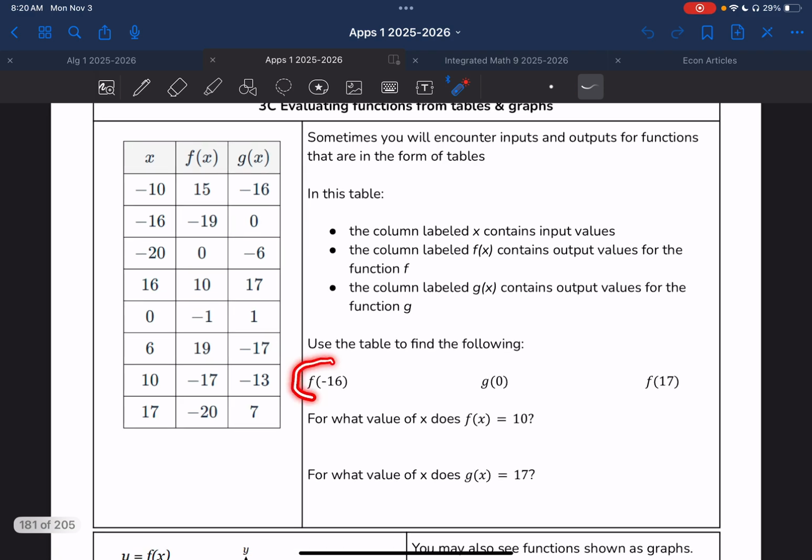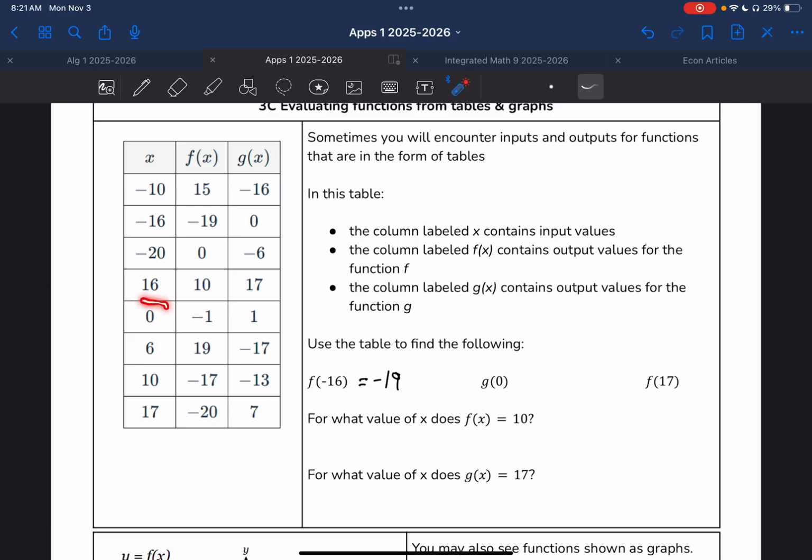Basically, what you want to do is if you're looking for f of -16, we know that that's the output value of the function f of x when the input value, when x is -16. So in our table, we want to look for when x is -16, and then we want to look for what is the output, what is the value of f of x. And so that's in this column here. You see that when x is -16, f of x is -19.